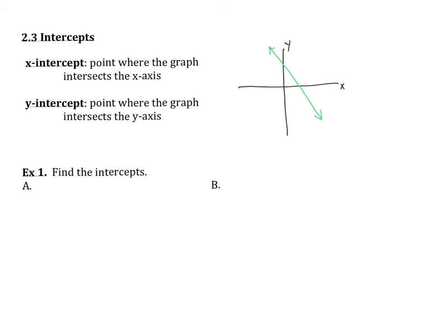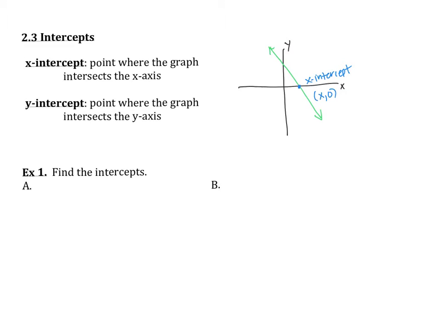Okay, along the x-axis, the x-intercept is where the graph intersects the x-axis. So if I go along this line, I run into the x-axis right here. Okay, so this point is the x-intercept. If I was writing the ordered pair for this point, I would go to the side x spaces and then I would go up 0 spaces.